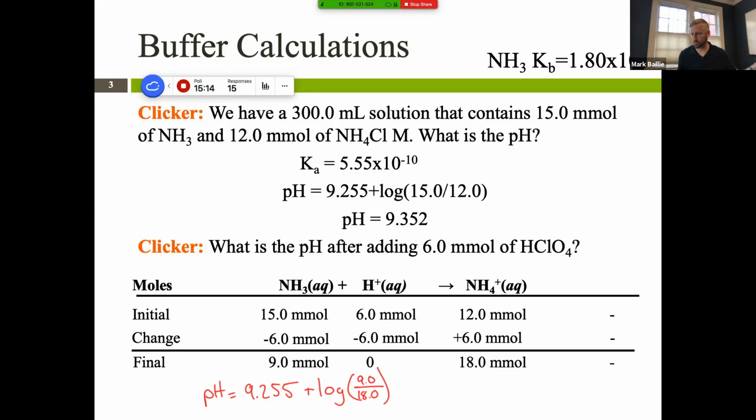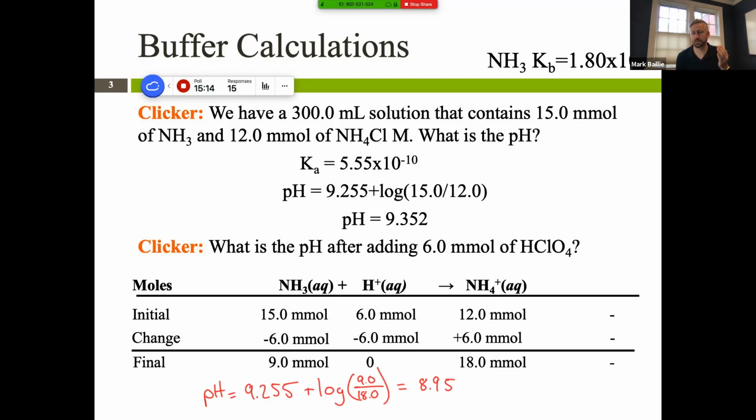So if we do that, we're going to end up with a pH, what do we got? 9.255 plus log of 0.5, so I get a pH value of 8.95. That's probably as many sig figs as we should do. So pH is lower than pKa. That's good because we have more of the acid than the base for that particular conjugate acid base pair.